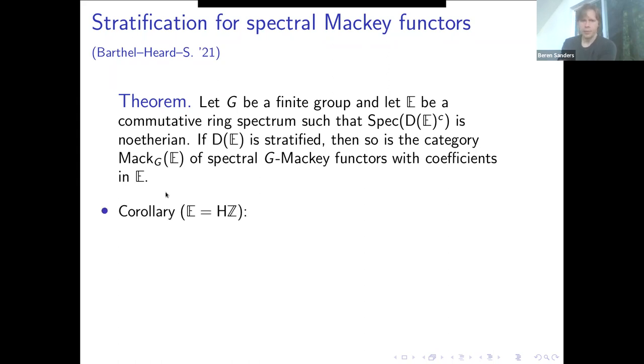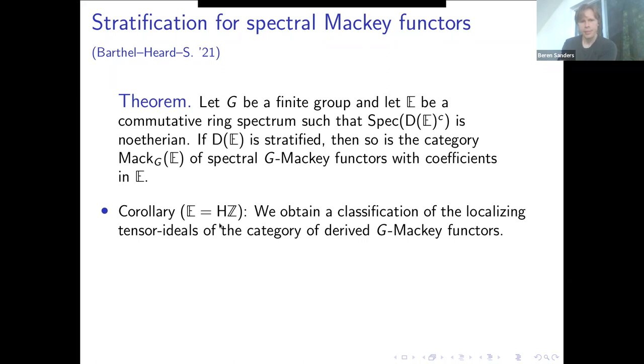So for example, we could take E to be HZ, since the derived category of the integers is stratified. This is the original work of Neeman, of a commutative Noetherian ring. And so this tells us that Mackey functors valued in HZ are stratified. So we obtain a classification of the localizing tensor ideals of the category of derived G-Mackey functors for any finite group G.